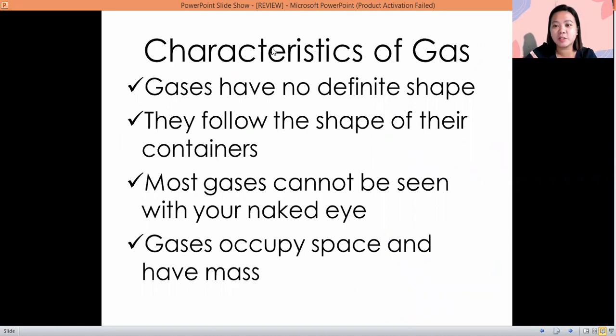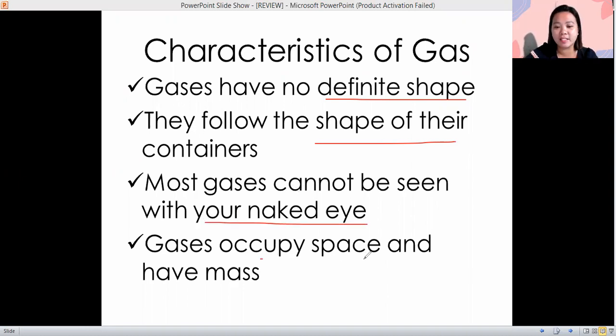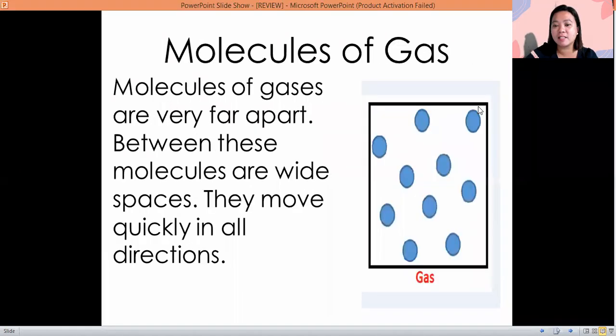Okay, next, let's proceed to the gas. Also, the gas has no definite shape. It also follows the shape of the container. Okay, most gases cannot be seen with your naked eye, and it occupies space and has mass. Okay, so the molecules of gas, they are very far apart.